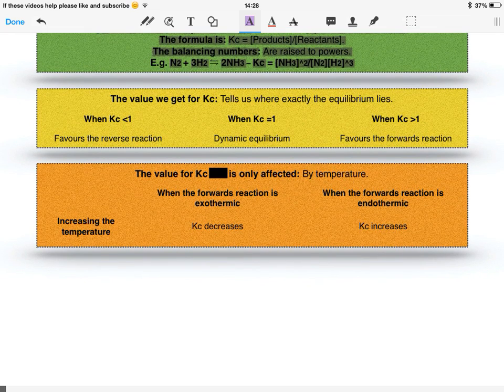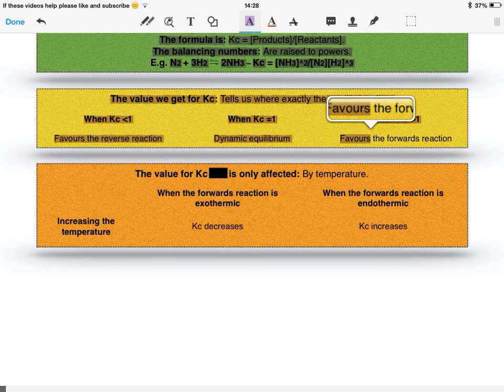So once we have our Kc expression, we can get a value for Kc, and this tells us exactly where the equilibrium lies. So when Kc is less than 1, the equilibrium favours the reverse reaction. When Kc is equal to 1, it's a dynamic equilibrium, and when Kc is greater than 1, it favours the forwards reaction.